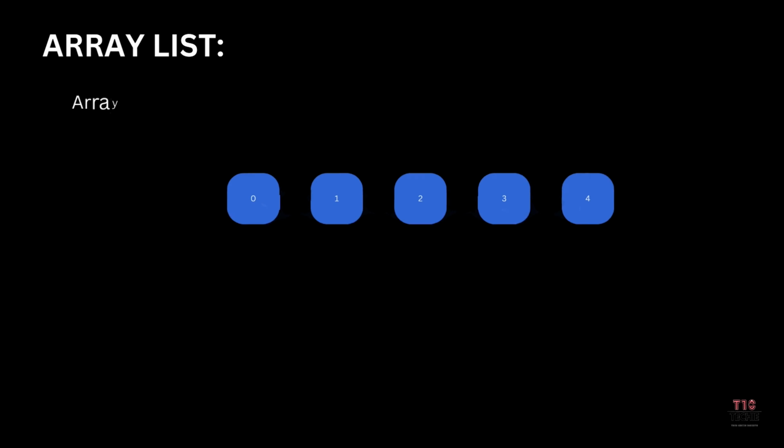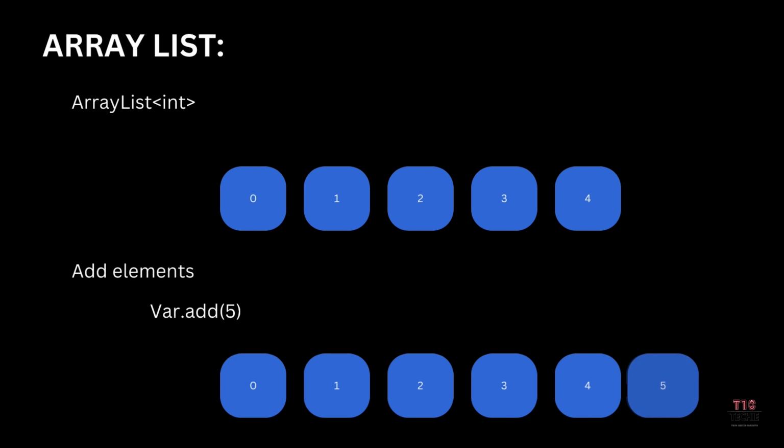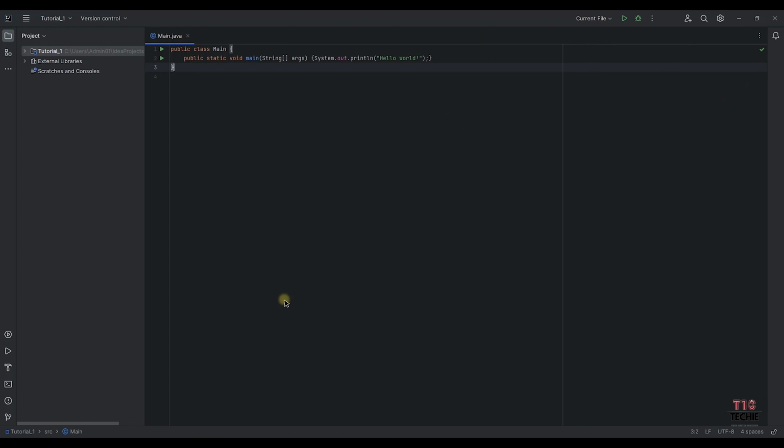Just consider a 5-element array. If we want to add a new element to it, we need to completely resize the array. But in ArrayList, just calling variable.add and the integer, it will create a new space for it. This is called ArrayList. Now let us get started with Java.